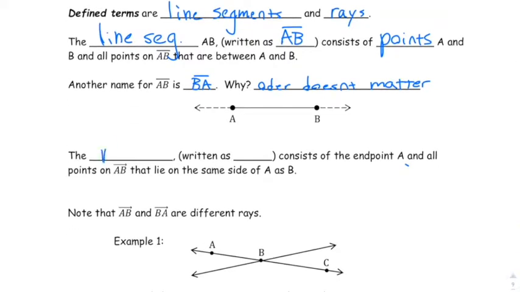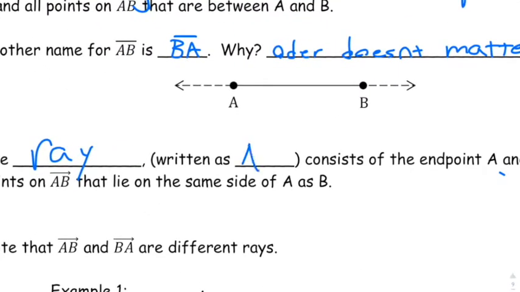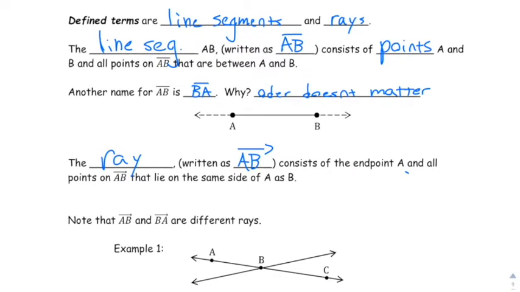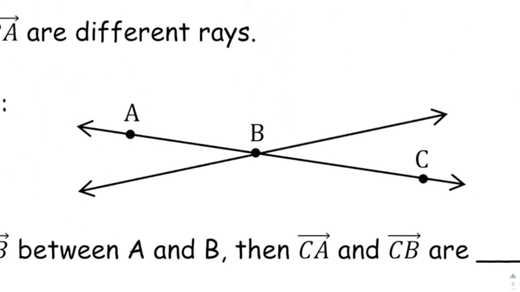Okay, so you also have rays, which we just talked about. Rays are written like AB with just one arrowhead. So direction is key here. That consists of the endpoint A and all points on the ray AB that lie on the same side of A as B. So a ray is kind of like this right here: starting at A and then everything, I guess, to the right of A. That's what a ray is.